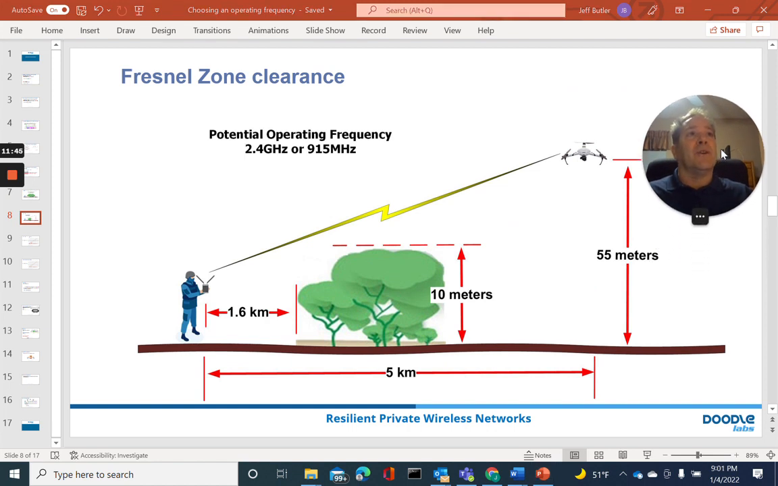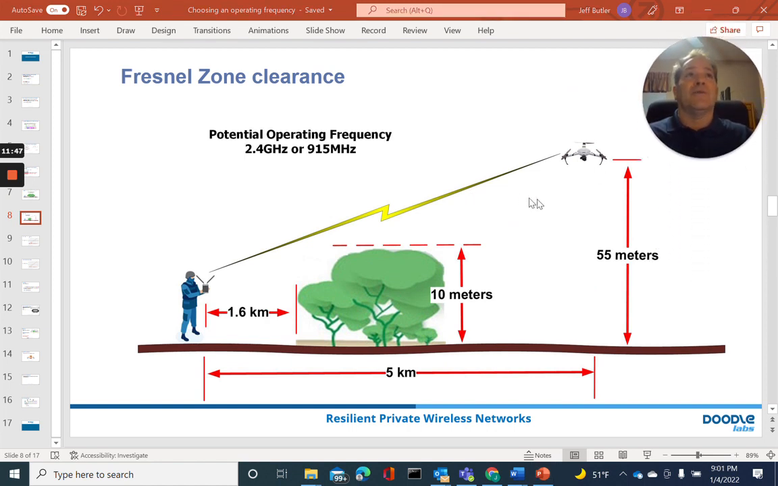If we look at a different application, more of a UAV application for an aerial vehicle, we want to look at 2.4 gigahertz or 915 megahertz. Let's compare the two. Our case study here is a 5-kilometer link. We have a hovering height of 55 meters for our UAV, and then in the path again we have some trees, and they're about 10 meters in height.